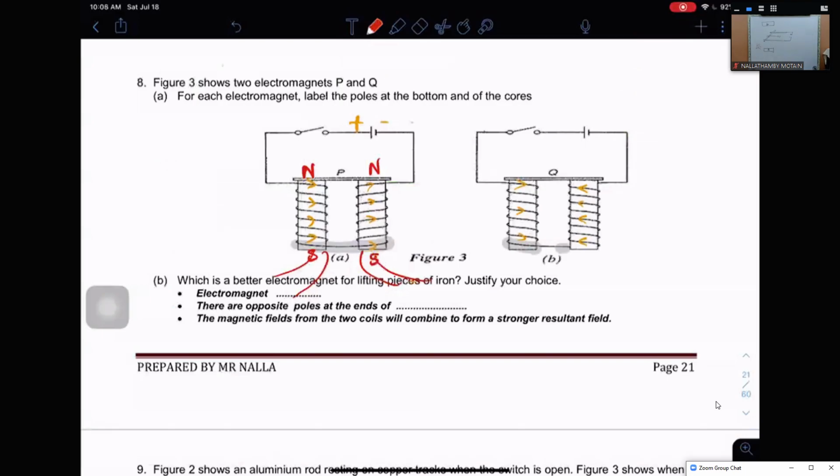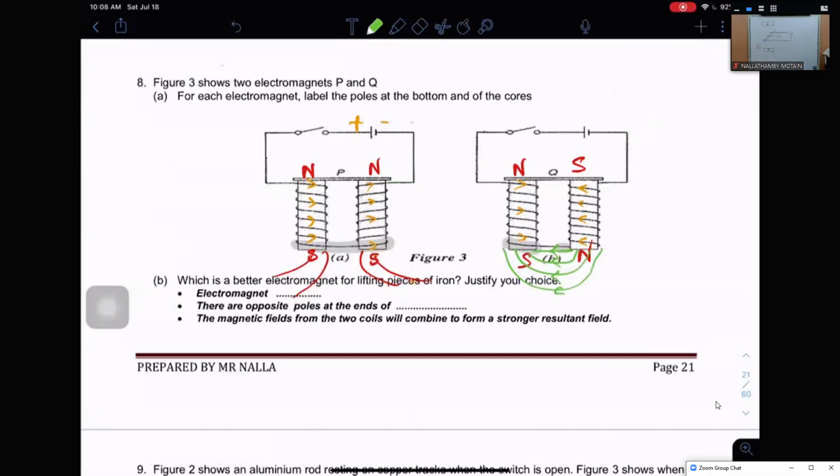But the second one, here north, over here south, use the right hand grip rule. Then here north, over here south. Then what happened to the magnetic field? Now the magnetic field will be what? Focused or concentrated. So produce what? Strong electromagnet.